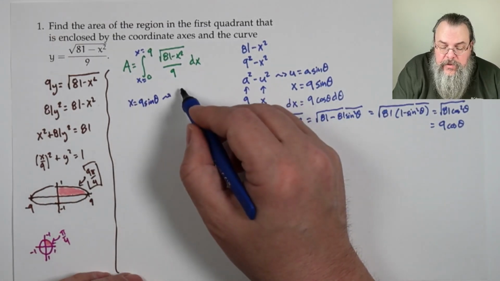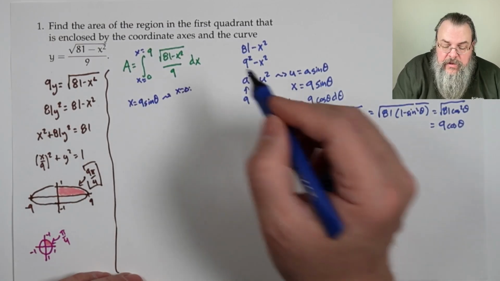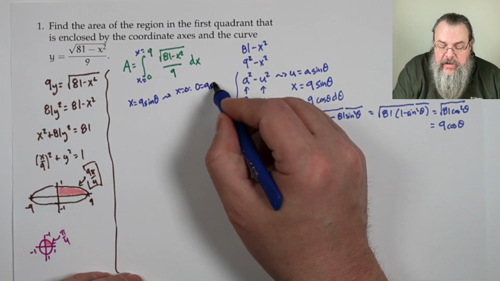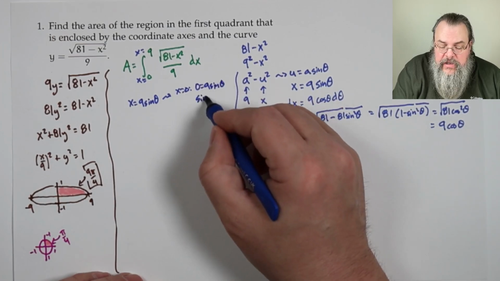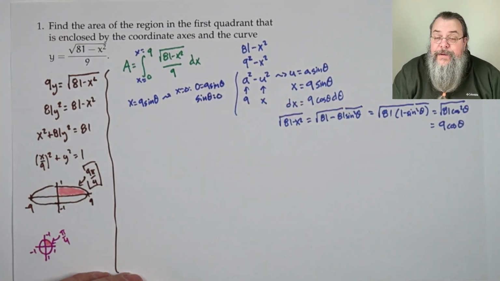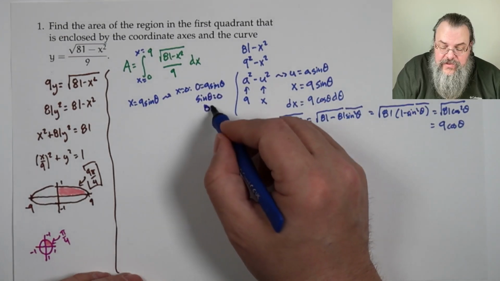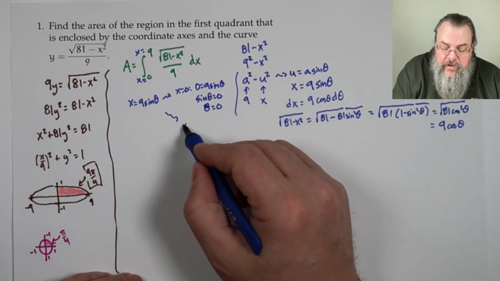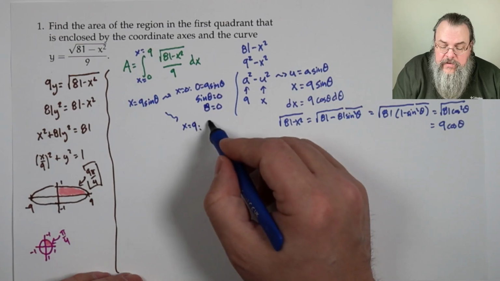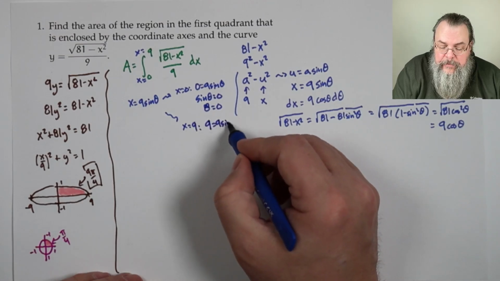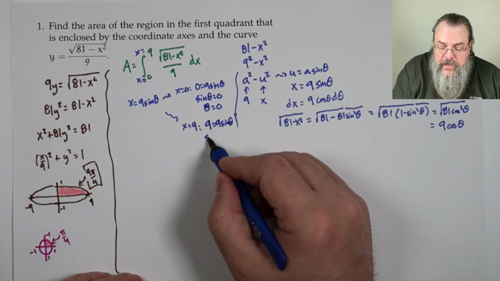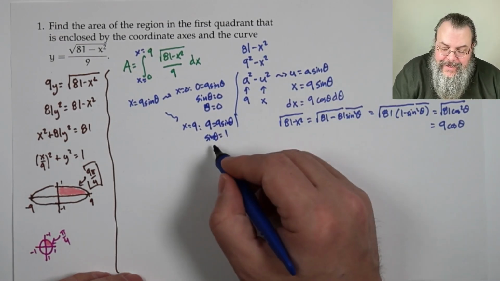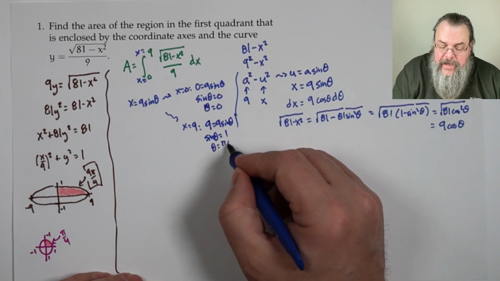Okay, so when x equals 0, that says we need what? We need 0 equals 9 sine theta, or sine theta equals 0, and that happens at 0. Yes, good. What about x equals 9? Well, that says 9 equals 9 sine theta. So sine theta equals 1. So when does sine equal 1? And the answer is pi halves.